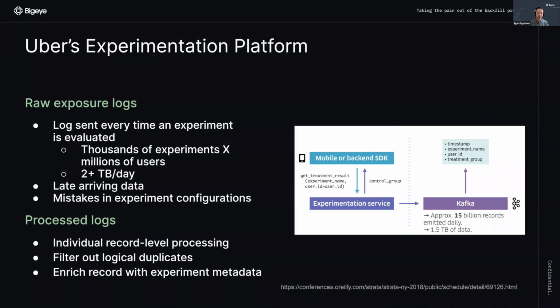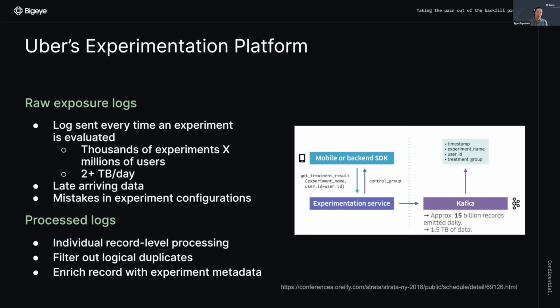We'd clean up a lot of the individual record level things, remap experiment configurations into human readable strings away from integer IDs or UUIDs. And then we'd enrich the data with some experiment metadata. And this processing was obviously difficult. We're dealing with terabytes of data a day that we have to remove duplicates and clean it up and enrich it and spit that out.